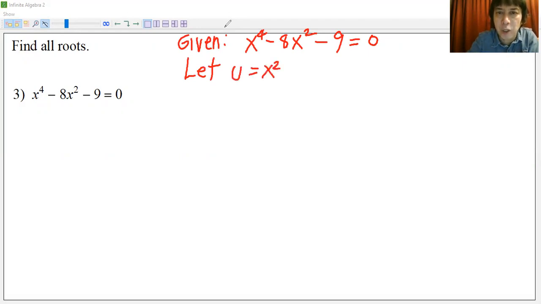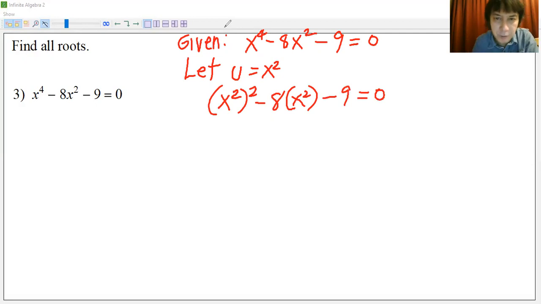And we can now use this in our equation, but we will set the equation first. x to the fourth means x squared squared. That's x to the fourth. Then minus 8x squared is minus 8 times x squared. Minus 9 is equal to 0. Let us now use our letter u. We can now write this as u squared minus 8u minus 9 equals 0.